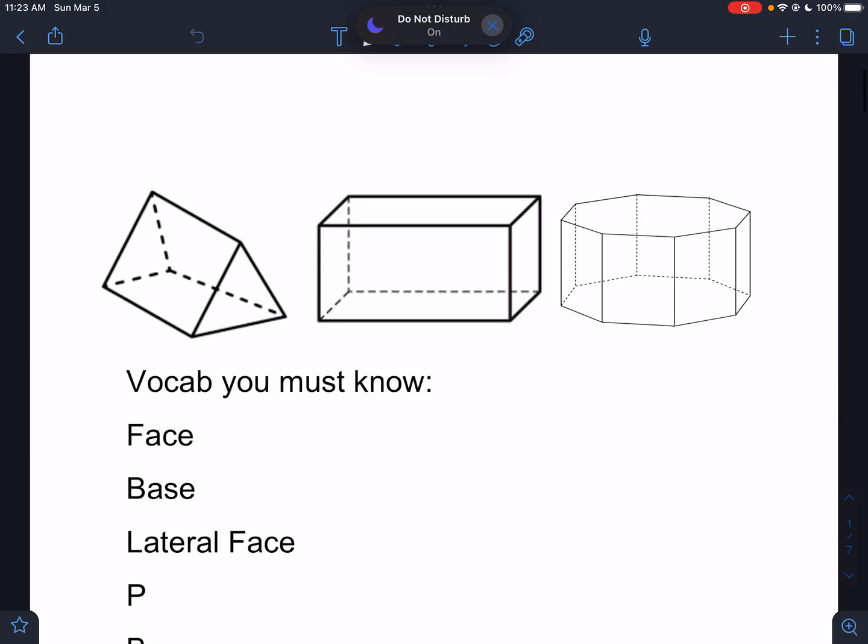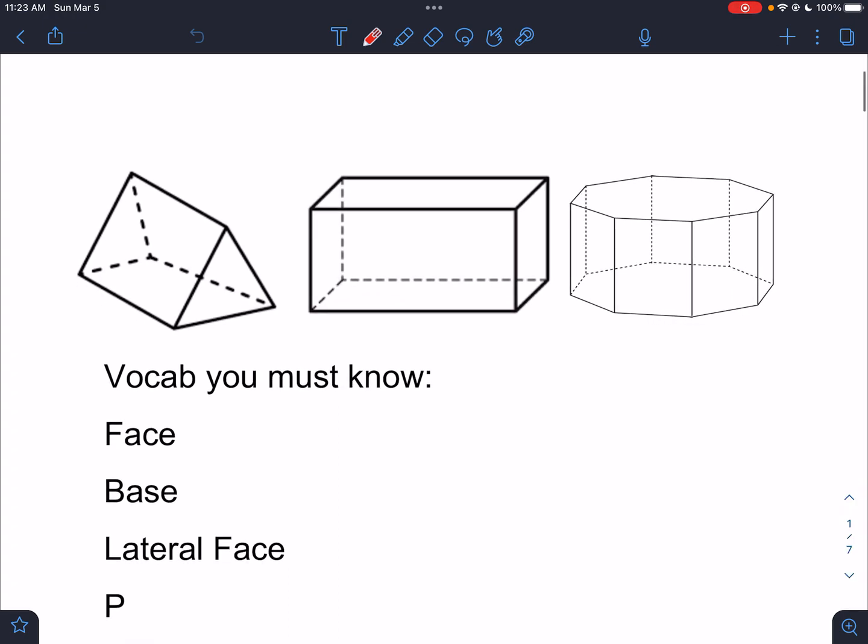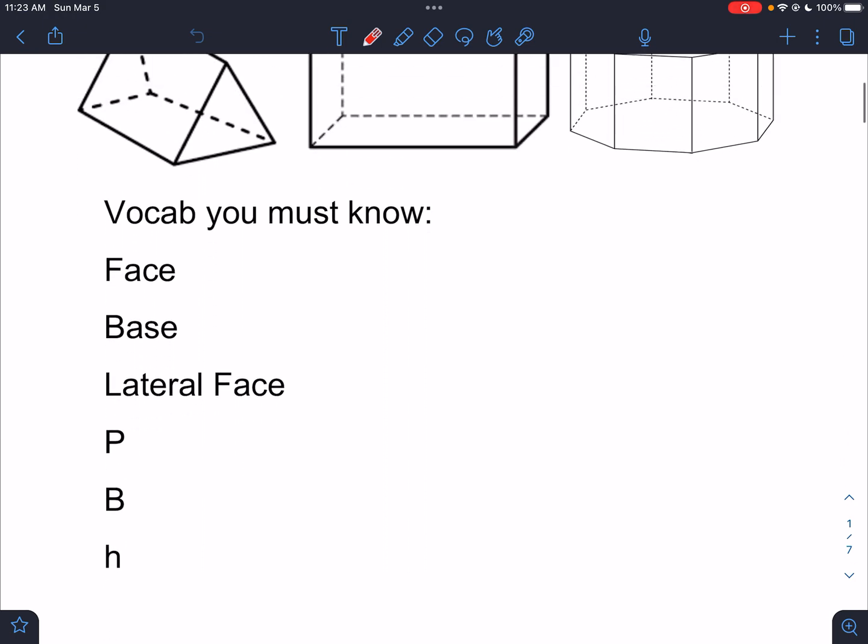We're going to be talking about the surface area of 3D figures. This is going to require you to picture things and visualize things in 3D. I do have some shapes in the room that you can go take a look at if you need to, but we need to know some vocabulary first.